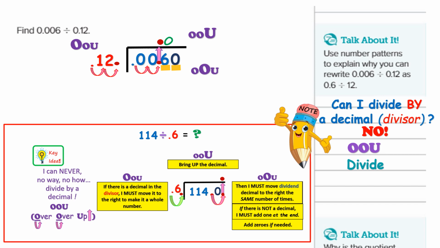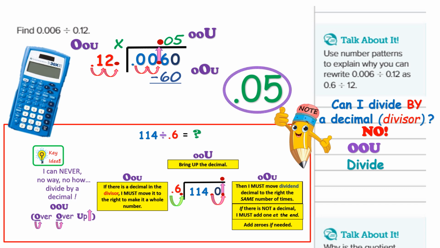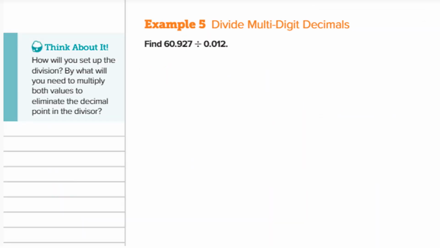Then I'm going to add a 0 and ask, will 12 go into 60? It will. And if I use my handy dandy calculator, 60 divided by 12 is 5. Because 5 times 12 is 60, I have a 0 remainder. So our final answer is 5 hundredths. But dividing by a decimal, as we talked about in lesson 2.6, is not possible. So we have to do our OOU.